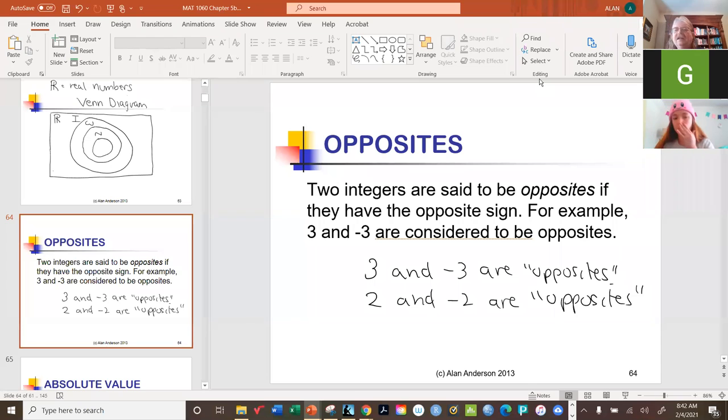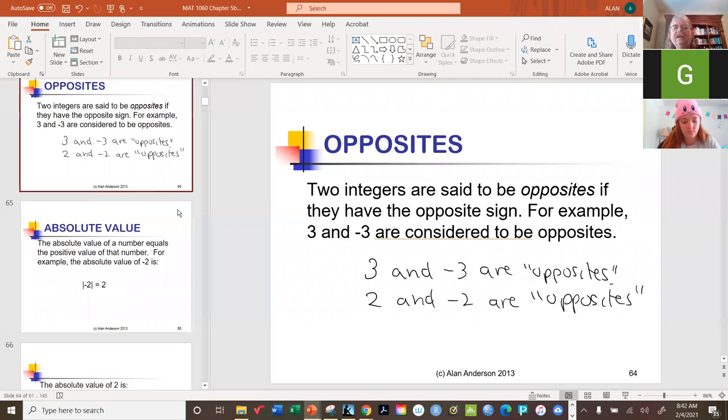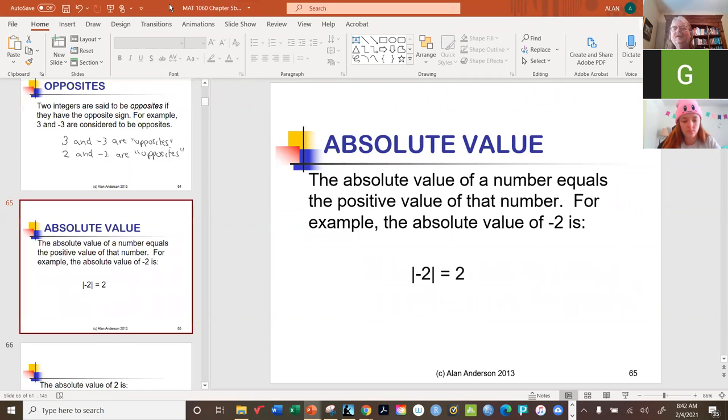All right. Now, the next one, everybody remembers this one. Absolute value. Remember how that works? What it basically does is it removes the sign from a number. So in other words, the absolute value of negative 2 is 2, but the absolute value of 2 is also 2.